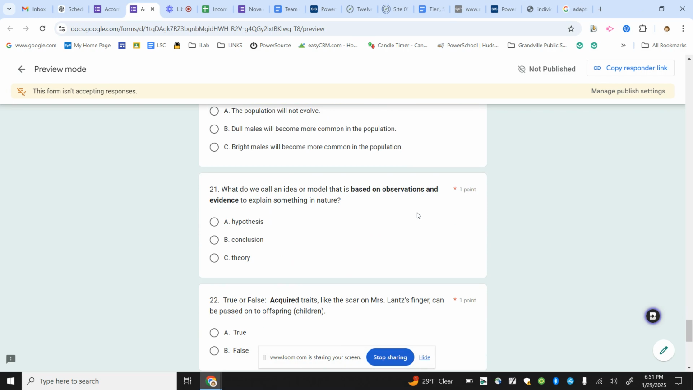Number 21. What do we call an idea or model that is based on observations and evidence to explain something in nature? A. Hypothesis. B. Conclusion. C. Theory.